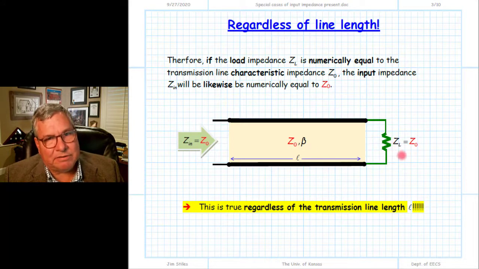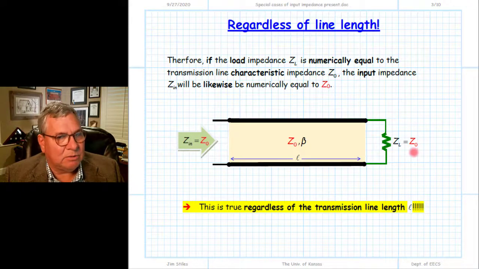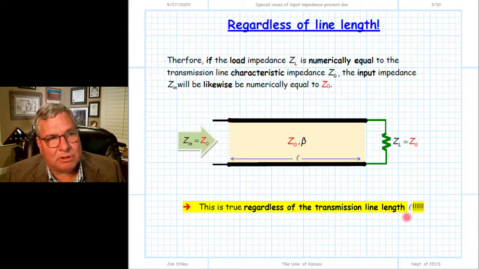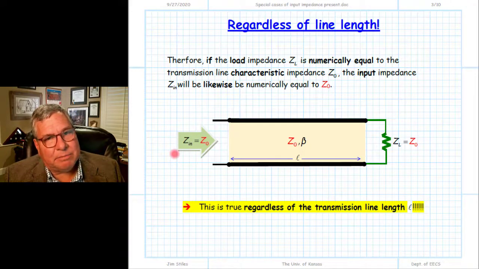If we don't have this condition, if ZL is any other impedance other than numerically equal to Z0, then the input impedance will not be equal to the characteristic impedance. And moreover, the input impedance under those conditions will be dependent on the length of the transmission line. So remember, this is a very special case, and we can see why it's special. It greatly simplifies our analysis of input impedance.